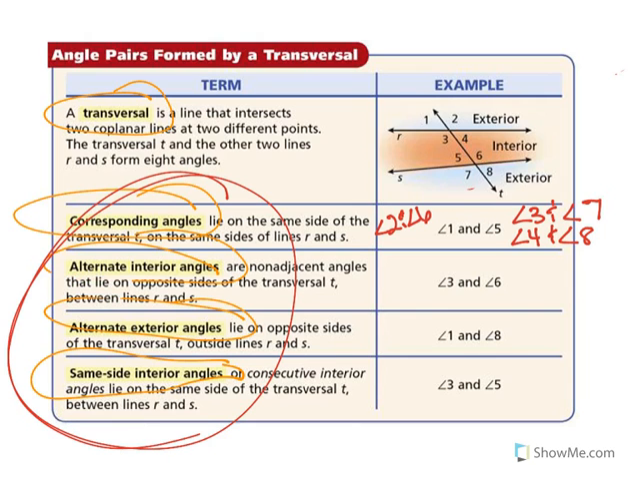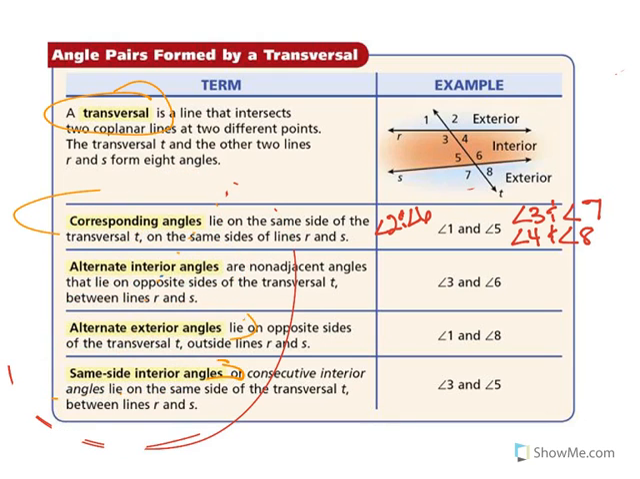So alternate interior angles are on alternate or opposite. Erase some of my scribbles here. Okay, so we could call this opposite sides of the transversal inside. Okay, so alternate means opposite sides. So opposite sides. Opposite sides. Inside, so 4 and 5, or 3 and 6.